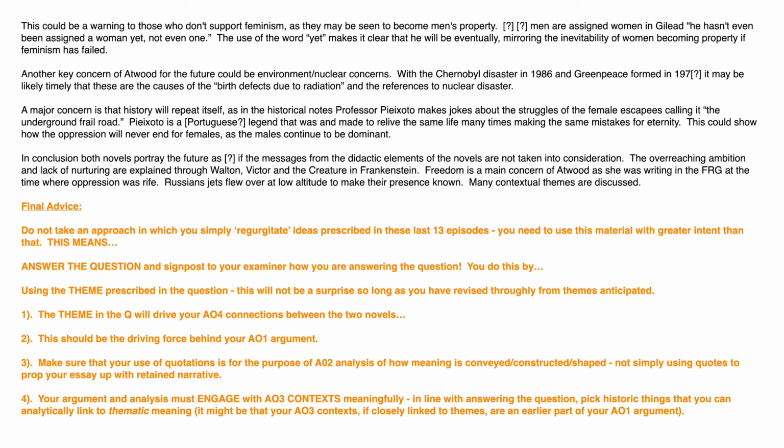Russians sets flow over at can attribute to more their presence, something. I'm struggling really to read it. Make sure that you are actually legible for your examiner. Anyway, this response gained a C, just narrowly.